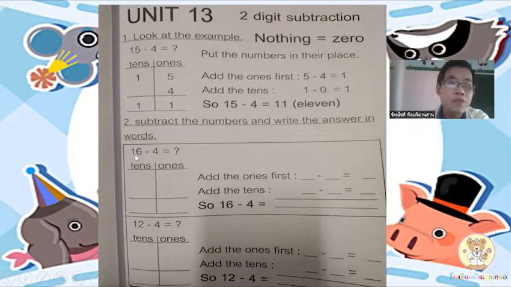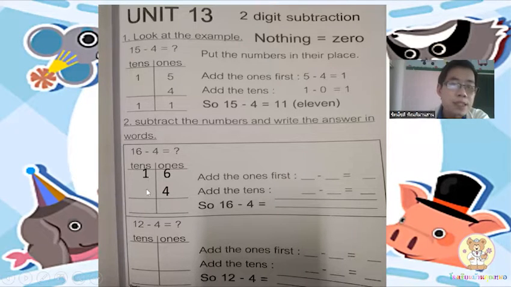Okay, everybody, please take a look at question number 1. 16 minus 4. First of all, you need to expand number 16. Number 1 is placed in the tens, number 6 is placed in the ones, and number 4 is also placed in the ones. After that, we start subtracting from the ones. 6 minus 4 equals 2.